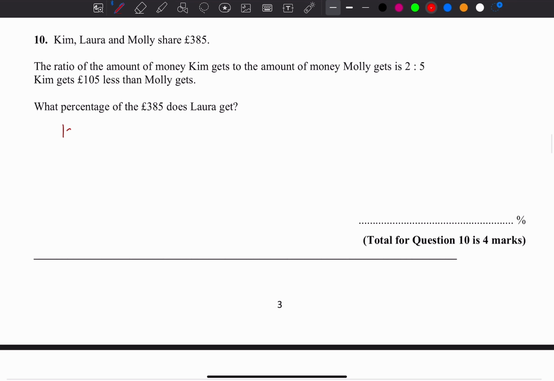Okay, Kim, Laura and Molly share £385. The ratio of money Kim gets to the amount of Molly, Kim is to Molly 2:5. Kim gets £105 less than Molly. So how many less is it? 5 take away 2, which is 3. So 105 divided by 3, that will make it £35. Times by 35, what does it give you? 70. 5 times 35, 175.